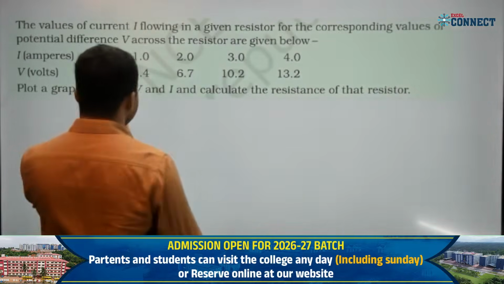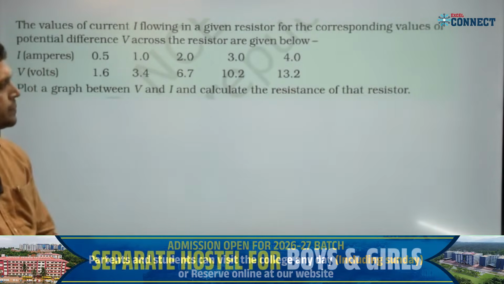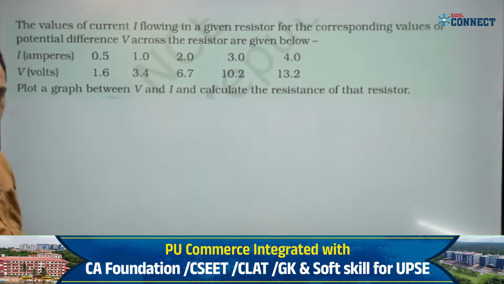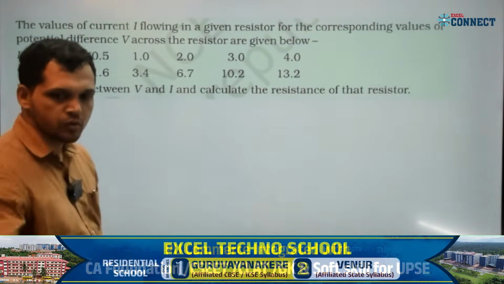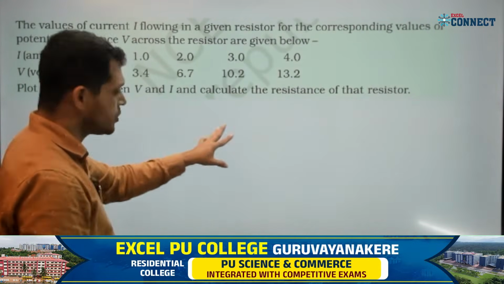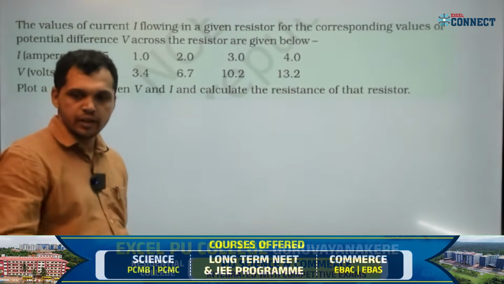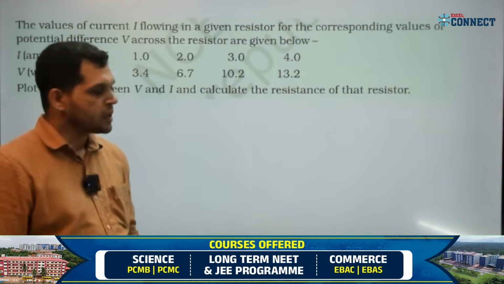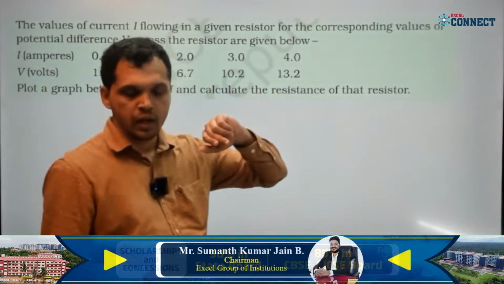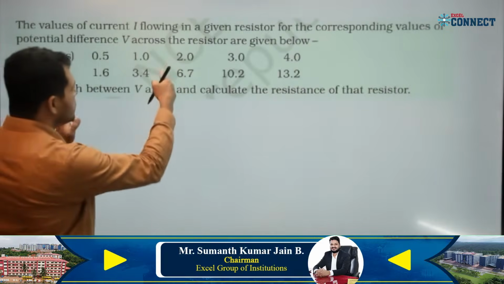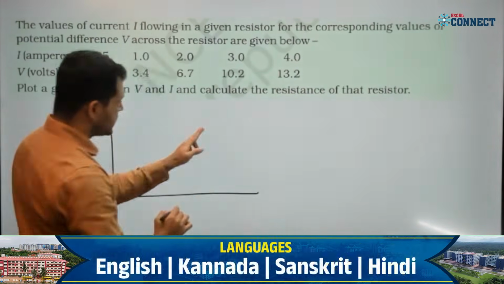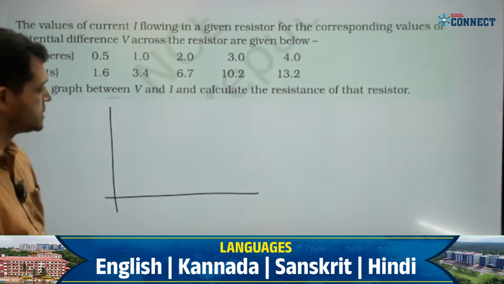For plotting we need a graph sheet, right? A graph sheet is not possible here. Hope you know how to plot, but without a graph I can't solve this. You have to solve this using a graph sheet. What is required here is to plot the graph between V and I and calculate the resistance. I can tell you how to get the resistance, but exact plotting is not possible here because there is no data. A graph sheet is required here.